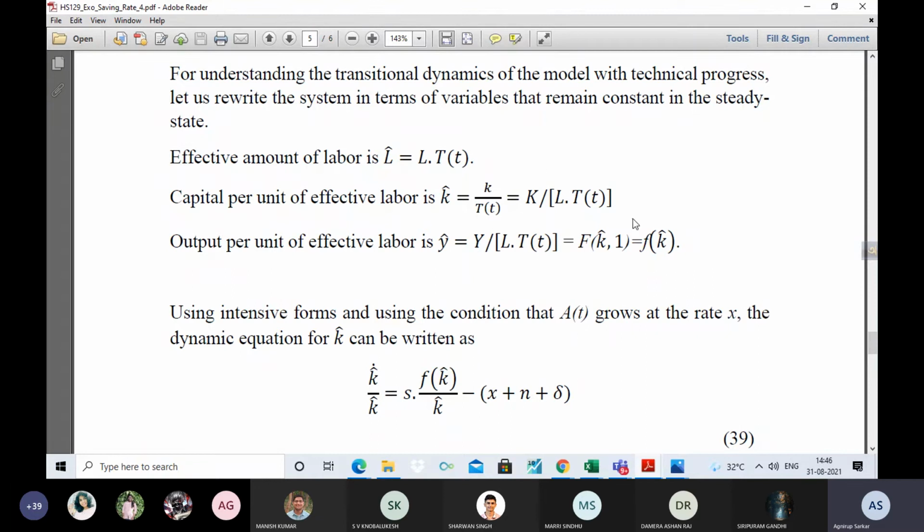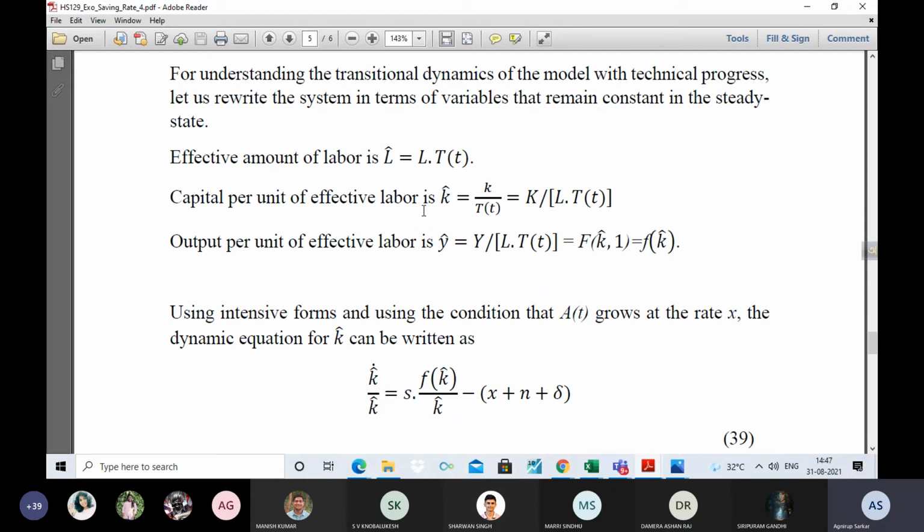So now, in this new setup with labor augmenting technological progress, capital per unit of effective labor is something that remains constant in the long run, in the steady state. Earlier, we found that capital per unit of labor remained constant in the steady state because T was a constant, right? So now all variables, what we will do is express these variables in terms of per unit of effective labor.